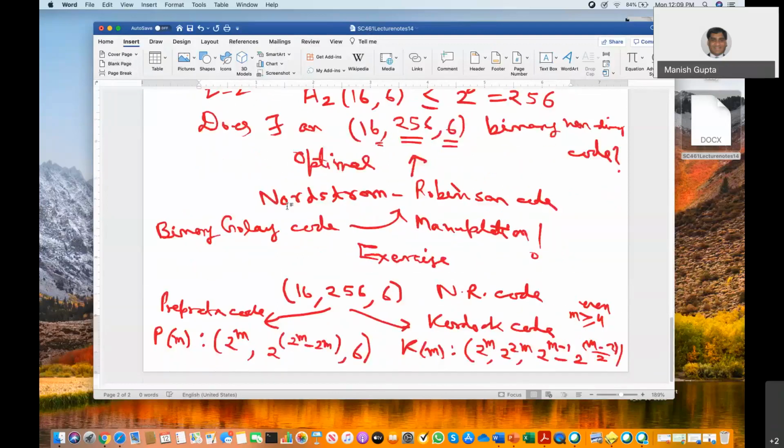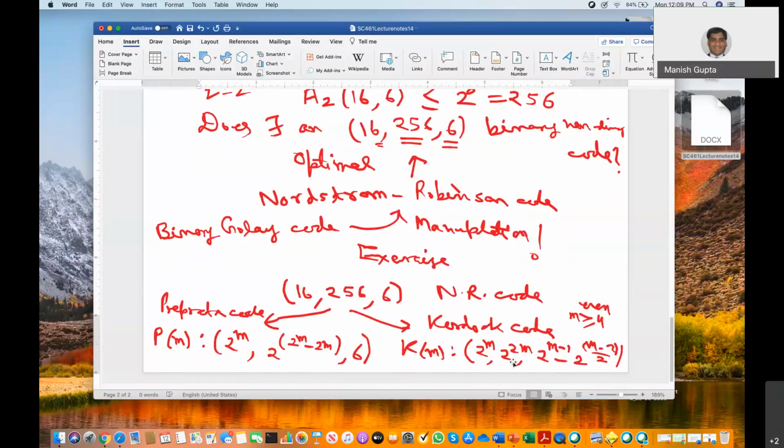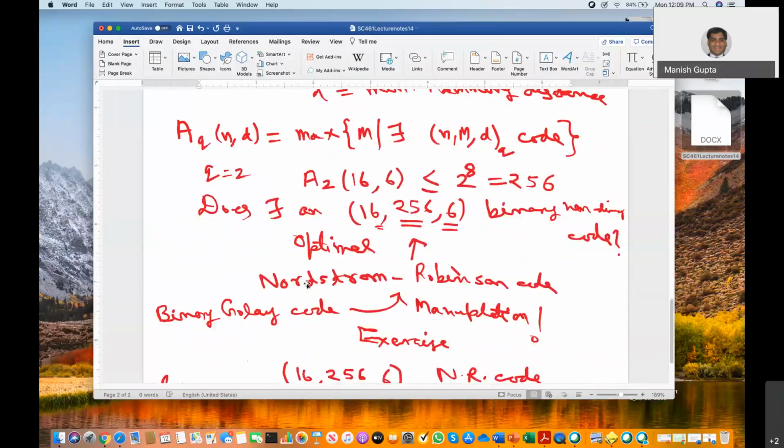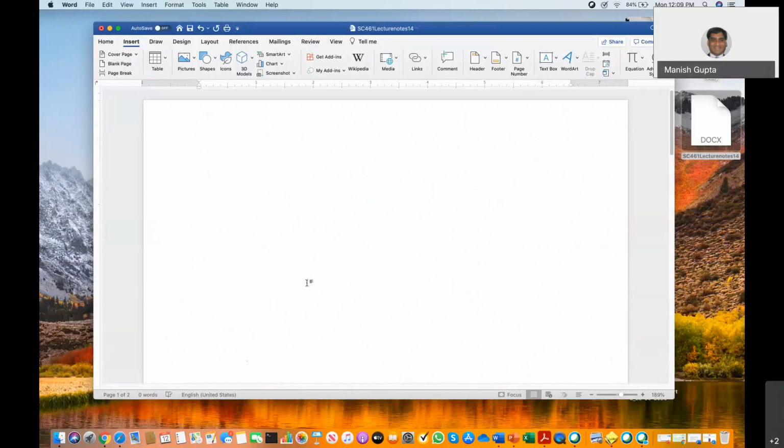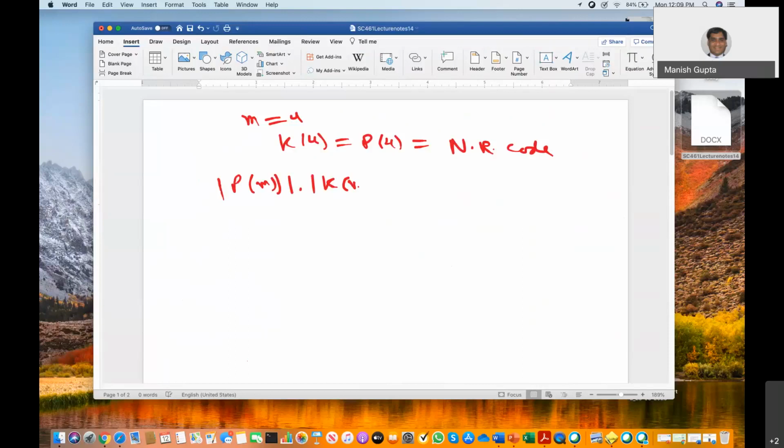Now you look at the size here. It is 2 raised to the power m minus 2m, and here the size is 2 raised to the power 2m. If you multiply them, what are you going to get? So first of all, note that for m equal to 4, the Kerdock code and the Preparata code is nothing but the Nordstrom-Robinson code. That is one thing. Second thing that you notice is that the cardinality of the Preparata code times the cardinality of the Kerdock code is 2 raised to the power 2m. In other words, full length.